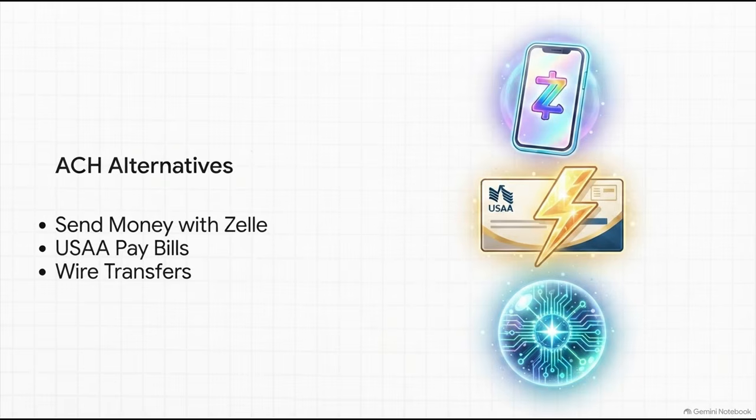So if you need to pay rent to a private landlord and you can't add their account for an ACH transfer, what are you supposed to do? Well, you have some excellent, secure alternatives. First off, you can use Send Money with Cell right inside the USAA app, which is heavily monitored and authenticated. Second, you can use the USAA Pay Bills feature, where funds are pulled directly and safely from your checking. And for large, one-off purchases, like a house down payment, standard wire transfers remain a highly secure option.